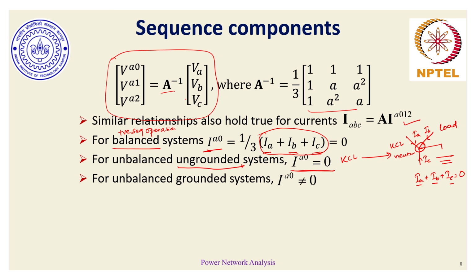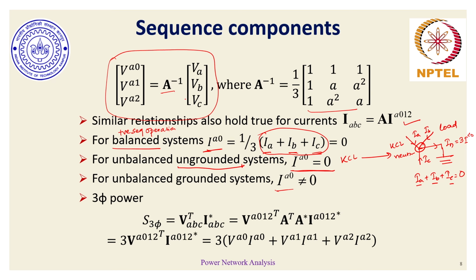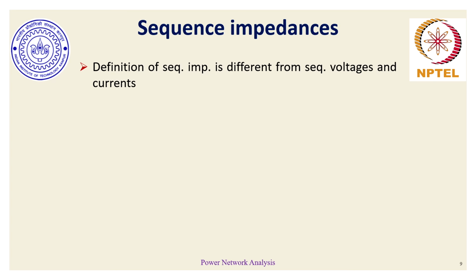For unbalanced grounded systems, the zero sequence current need not be 0, because if it is grounded, there can also exist a neutral current which would be 3 times the zero sequence current. In terms of power, the three-phase powers can be expressed in terms of this matrix product, which pertains to 3 times the individual sequence-based powers. This is zero sequence power, this is positive sequence power, and this is negative sequence power. If the components themselves don't exist, these power notions are also fictitious quantities, just mathematical definitions.